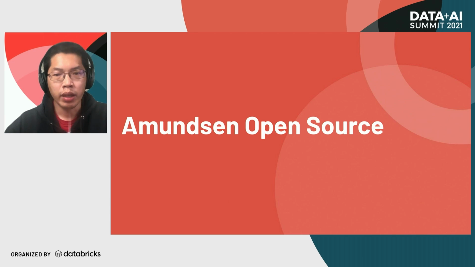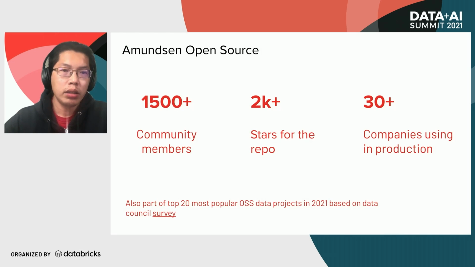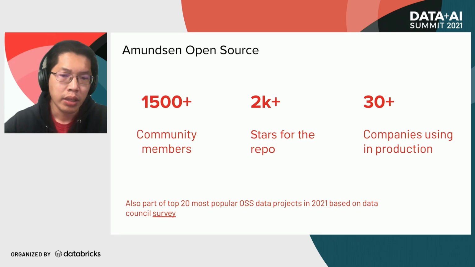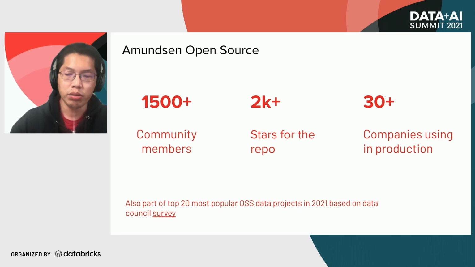Thanks, Tianru. So now let me talk a bit about Amundsen open source in general. Since Amundsen was open sourced about two years ago in 2019, it has gained a lot of adoption. As of today, we have more than 1,500 members in our Slack community, more than 2,000 stars for our GitHub repos, and more than 30 companies have been using it in production. And it's also among the top 20 most popular open source data projects in 2021 based on the recent Data Council survey.